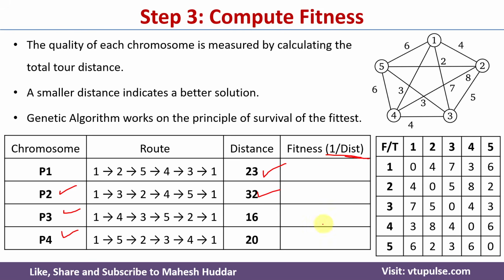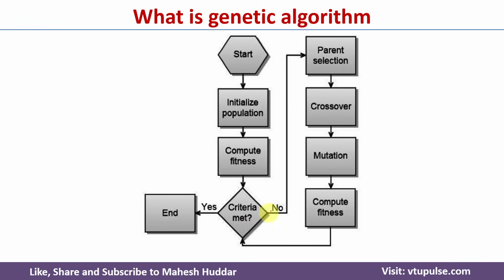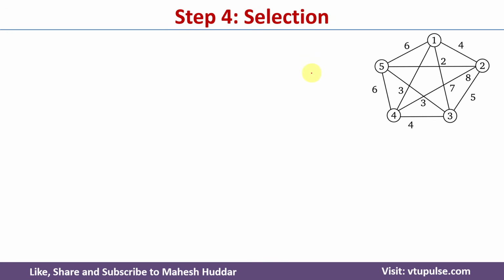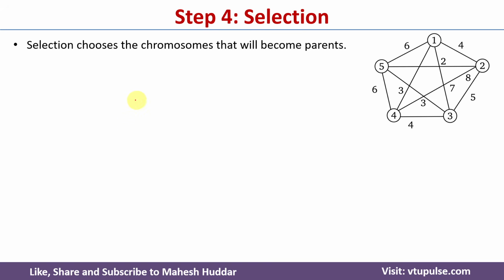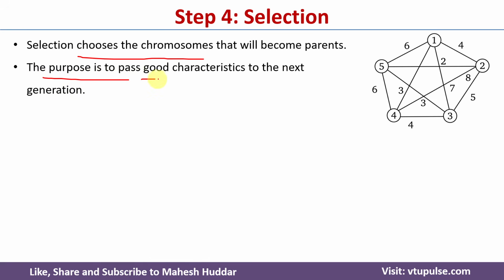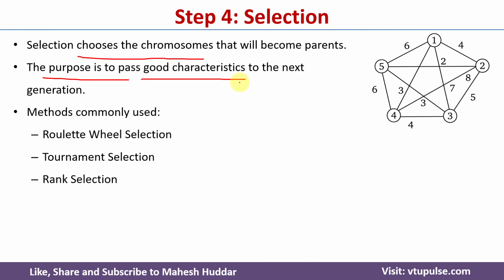Once you calculate the fitness, the fitness values will look something like this. In this, the highest fitness value is for chromosomes P3 and P4. So the next step is checking the criteria. If the criteria is not met, it will go for parent selection. The purpose of selection is to choose the chromosomes that will participate in reproduction. The purpose is to pass good characteristics to the next generation. So we have some methods for selection.